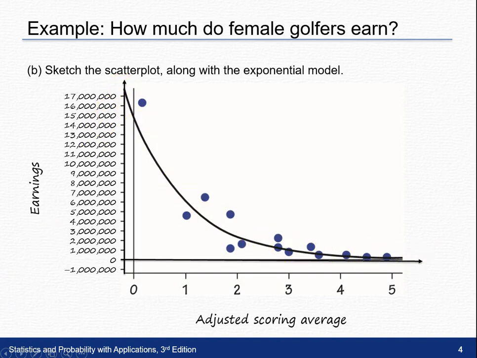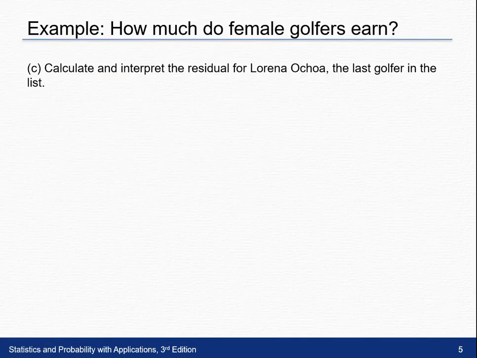the data points. Again, if you did this by hand, you would make your x-axis and scale it, your y-axis and scale it, and then plot your points. In Part C, calculate and interpret the residual for Lorena, the last golfer in the list.